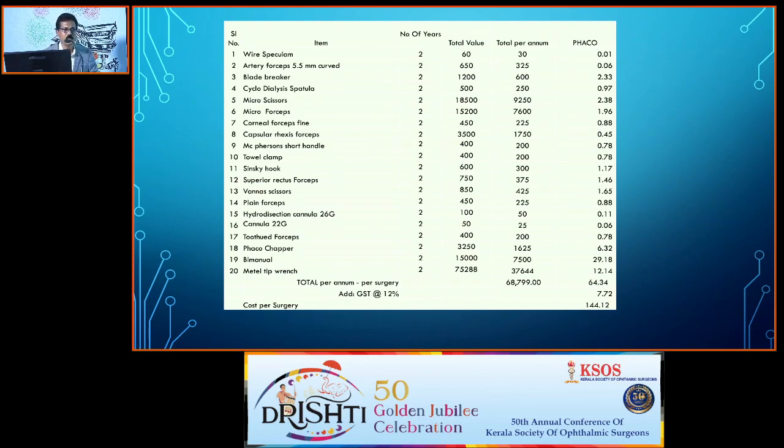Doing a costing exercise is actually a very cumbersome process, and most of the time we will have to take the help of a chartered accountant, because you have to take into account each and everything, right from a small thing like a wire speculum, your towel clamp, your needles, tooth forceps, phaco choppers, everything. And you have to decide the life of that equipment. Normally, if we say the life is 2 years, based on that we have found that for one case of phaco, the cost for small micro instruments comes to 144 rupees.